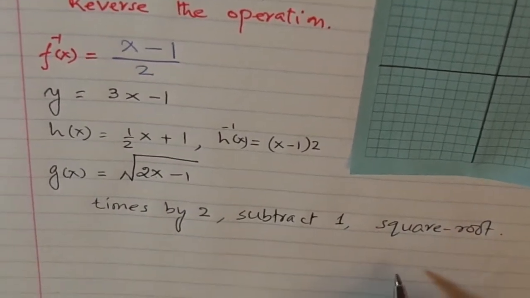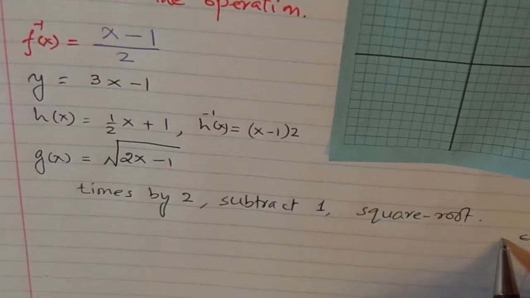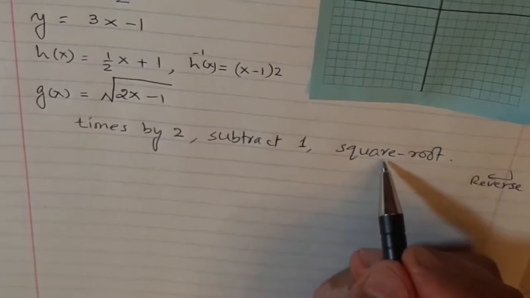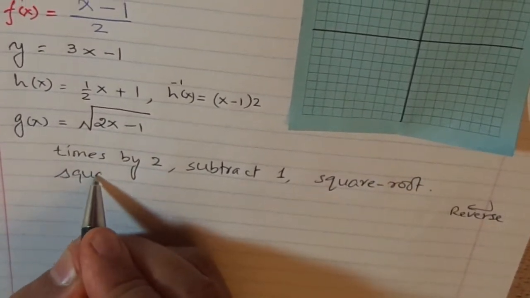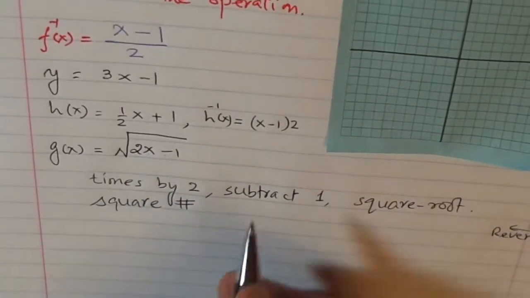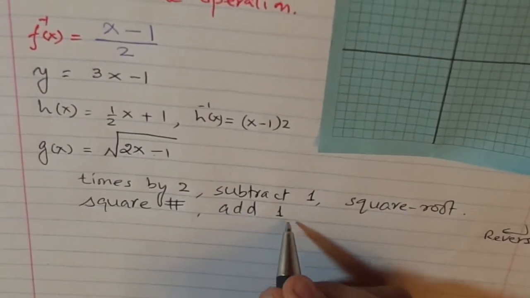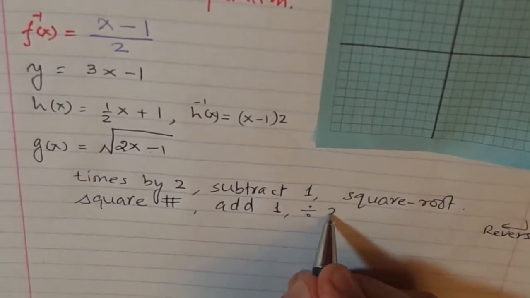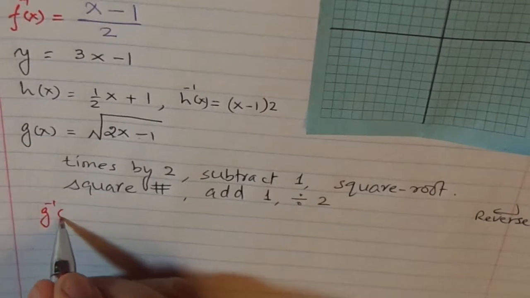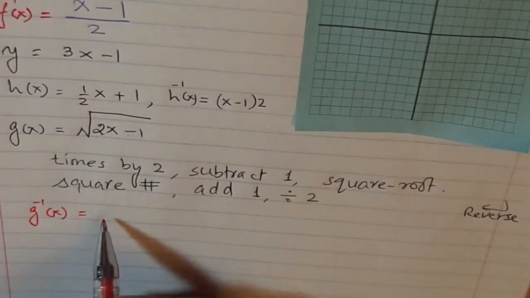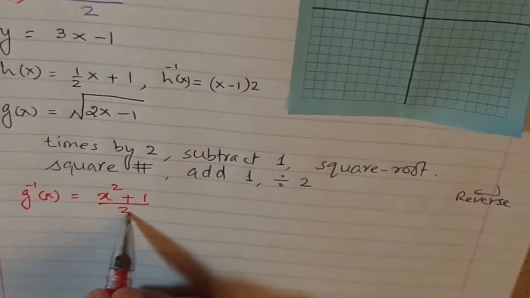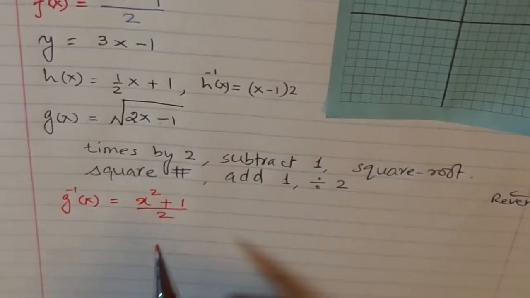How about the reverse operation? The reverse operation should be, instead of square root, square. Square the number x and then add 1 and then divide by 2. In a way, you can write this as g inverse of x equals (x squared plus 1) divided by 2. So this way we can get the inverse of this function.